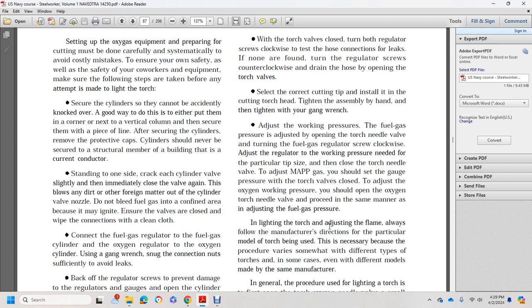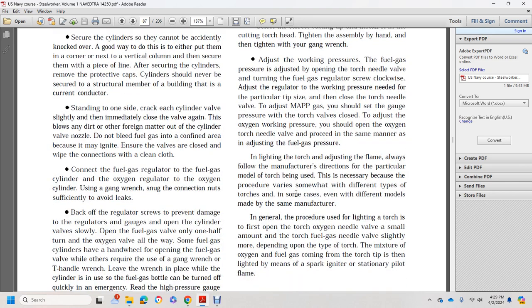Then open the oxygen torch needle valve and proceed in the same manner as when adjusting the fuel gas pressure. In lighting the torch and adjusting the flame, always follow the manufacturer's directions for the particular model of torch being used. This is necessary because the procedure varies somewhat with different types of torch, and in some cases even between different models made by the same manufacturer.